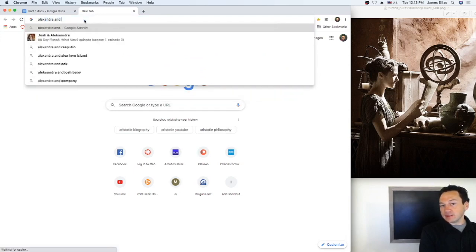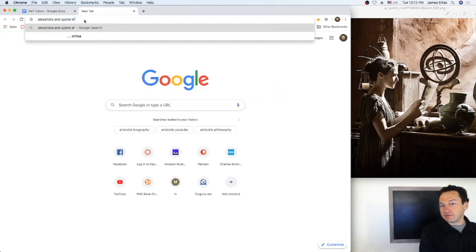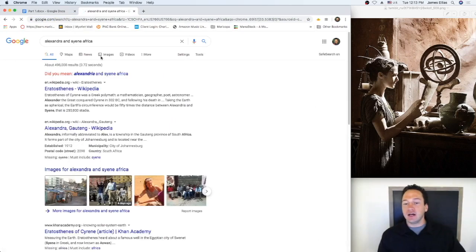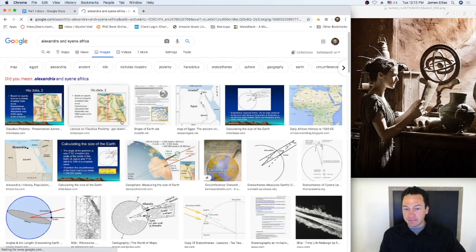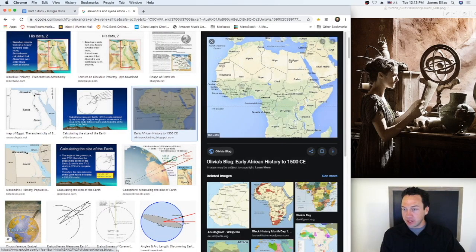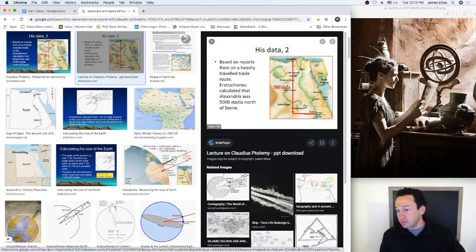Alexandria and Syene, Africa. Both of these cities are in Africa. Okay, so here's Africa. Now here's Egypt right here, okay? Both Alexandria and Syene are in Egypt. So if you zoom in on Egypt here, Alexandria is here on the northern coast of Egypt, and Syene is south of there, okay? Syene is closer to the equator of the Earth, it turns out.